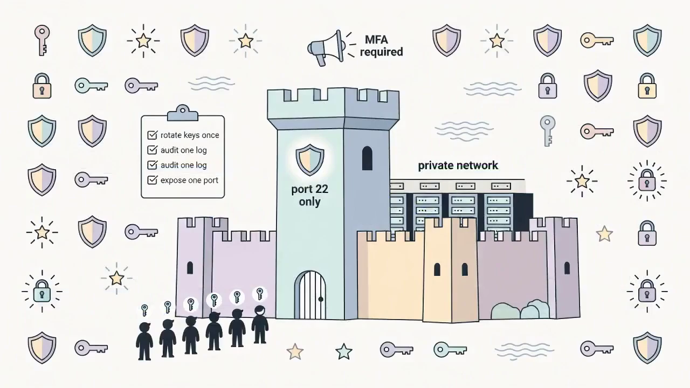Security wins stack up fast with this design. Only the bastion's port 22 is exposed to the internet, so your internal hosts can sit safely in a private network with no inbound access at all. Every operator authenticates through one hardened choke point, which is where you enforce MFA, and when keys need rotating, you change them in one place rather than chasing credentials across dozens of machines.